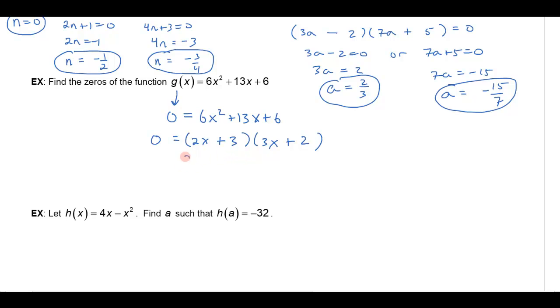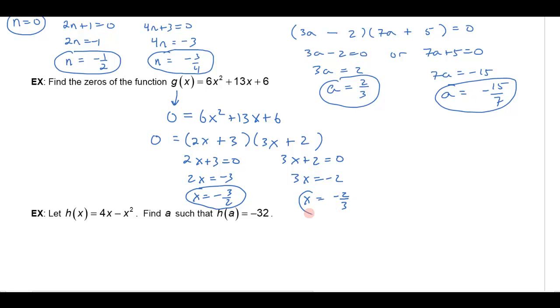Alright, so let's set each of those equal to 0. I get 2x plus 3 equals 0. So 2x is negative 3, and x is negative 3 halves. That's one solution. That's one of the zeros. Or from this factor, I'd have 3x plus 2 equals 0. So 3x is negative 2, and x is negative 2/3. That would be the other 0. So there's actually 2 zeros to that function.